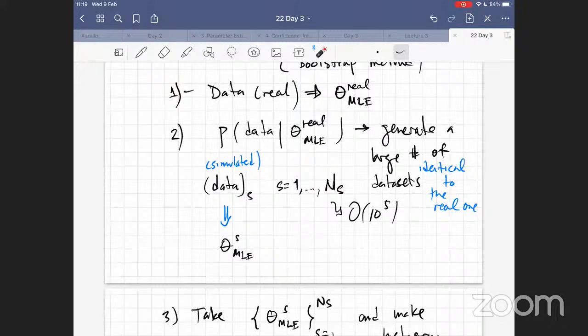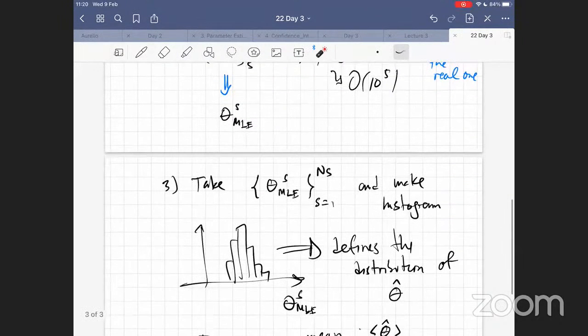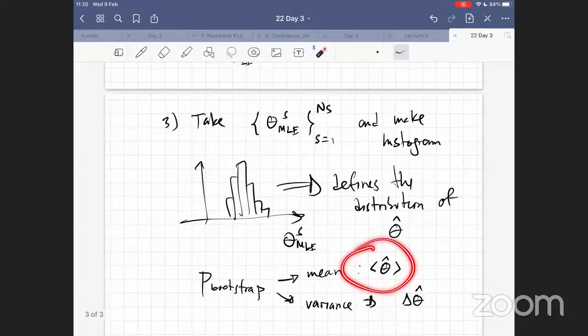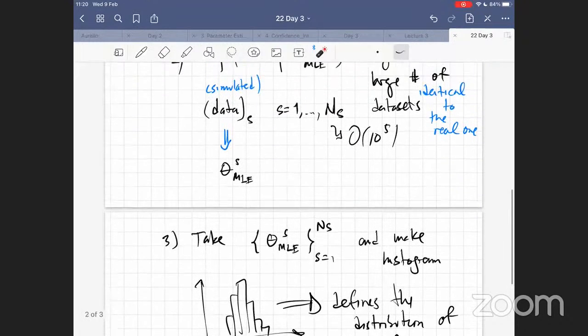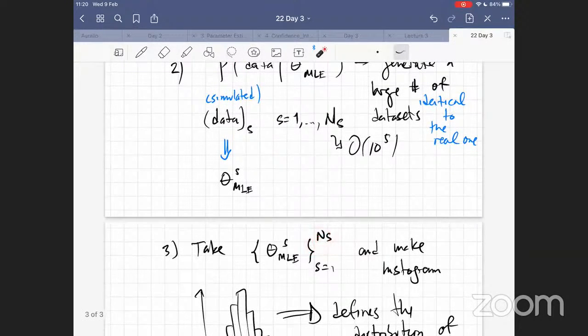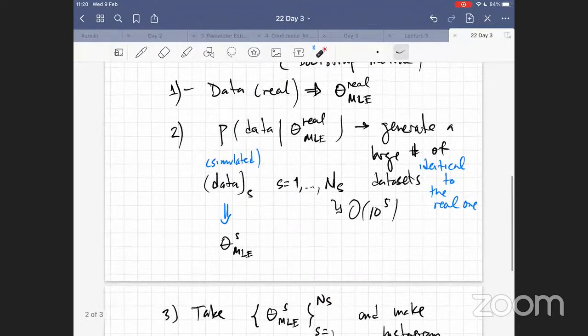When you do the procedure, imagine that if you generate 10 data sets, which is a very small number, then the mean will be different in general. So you have some difference, but as you increase the number of data sets, this will be closer and closer to the real estimator. Let us see an example that maybe complements the answer to this question.